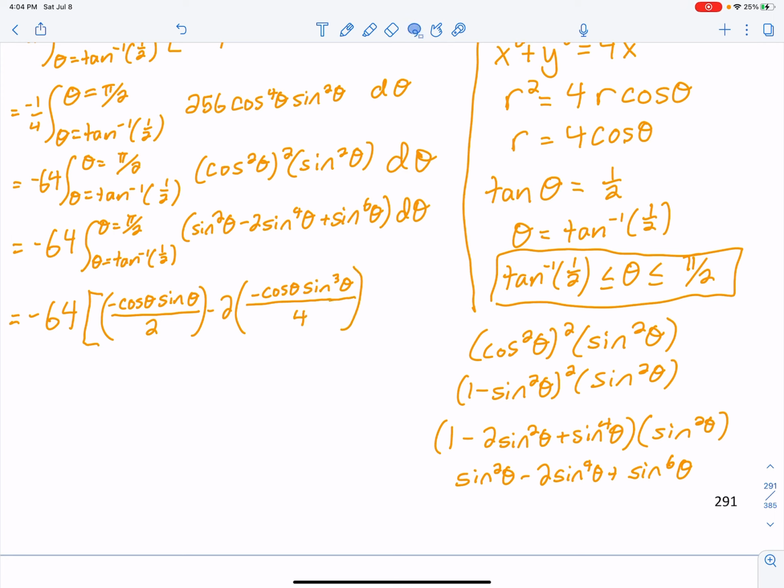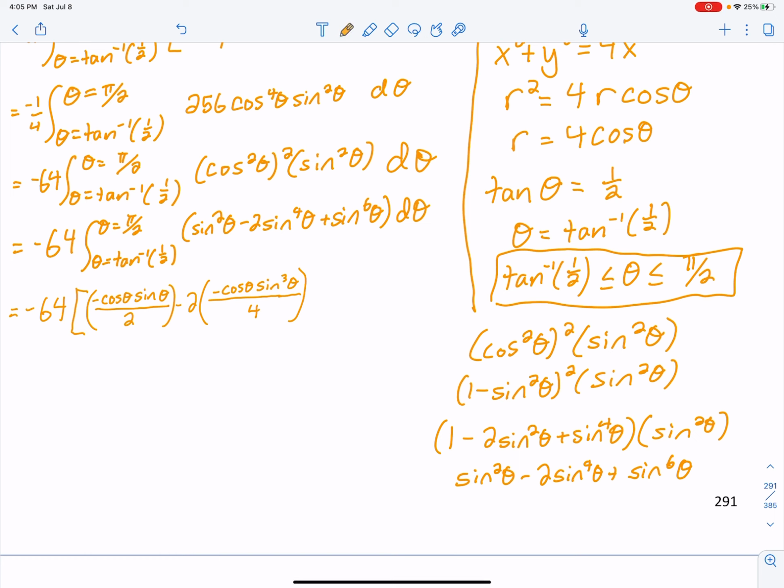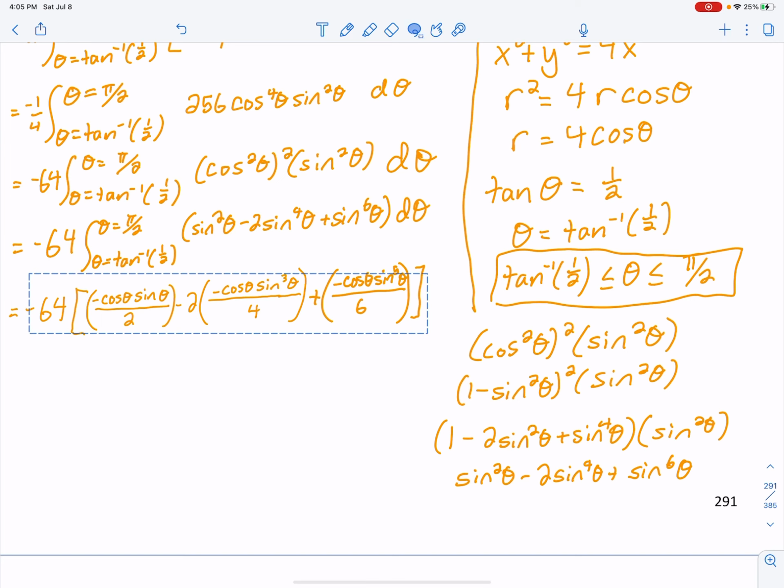All right, let me shrink this down because I'm going to run out of room. Gosh, I keep missing things. There we go. And then plus, and then this is a reduction formula with the 6. I got 6 over negative cosine theta sine to the 5th theta. All right, all that is ran with the thetas that we came up with. Let me shrink this down again.